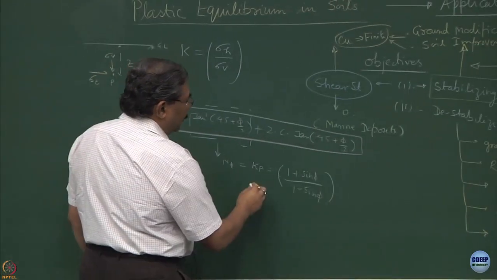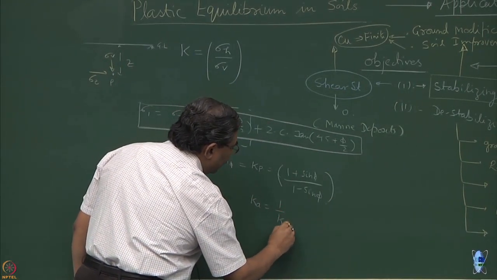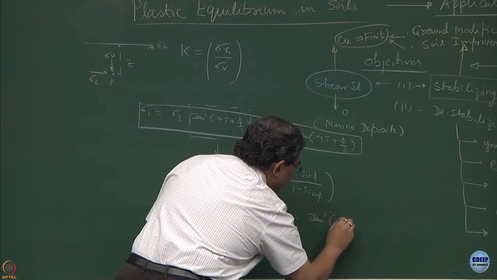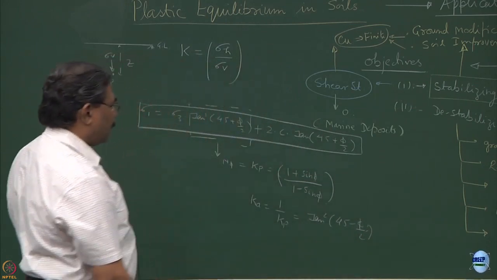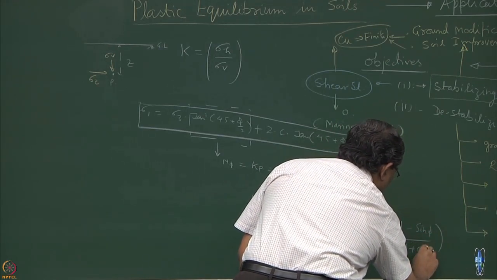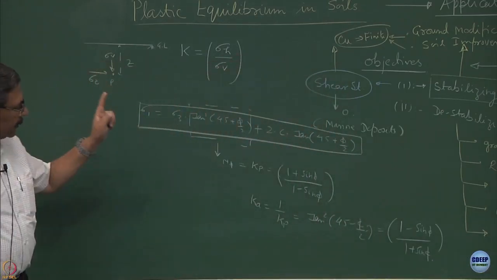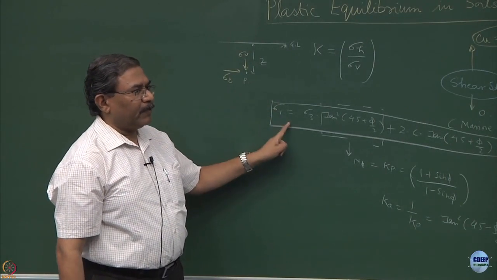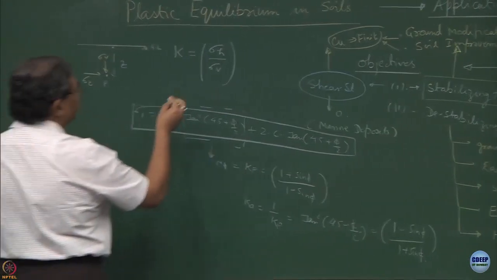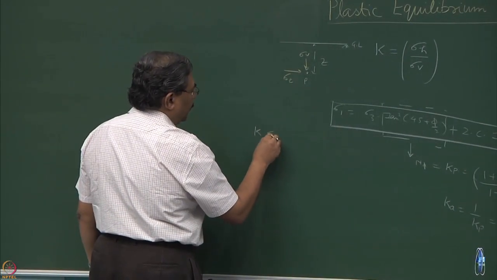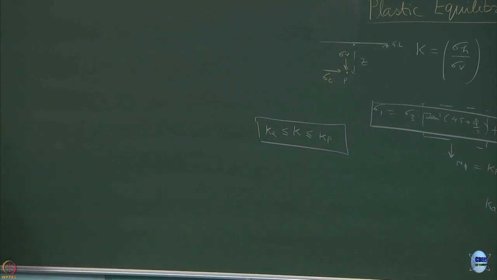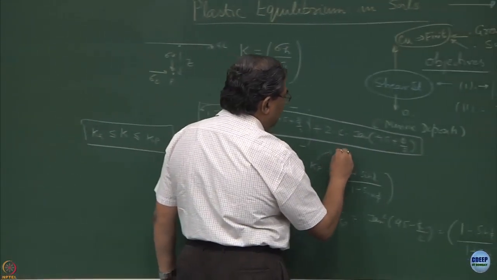That is implicit. The reverse of Kp is known as Ka and this is defined as tan square of 45 minus phi by 2, and this can also be written as 1 minus sin phi over 1 plus sin phi. So, truly speaking this equation itself is defining the state of plastic equilibrium in the soil. So, the only thing I have to do is, if I write an equation, let us say K is Kp or Ka, is this understood?